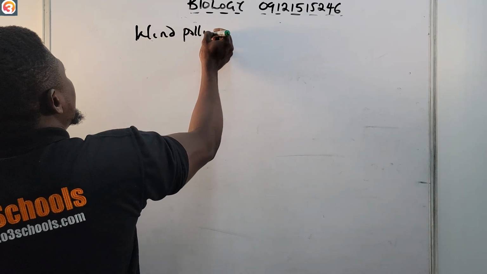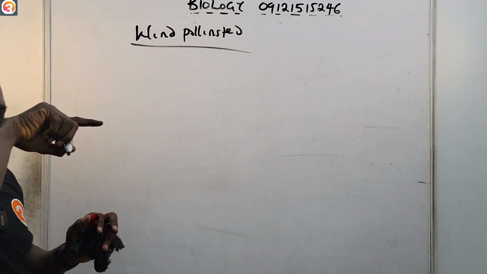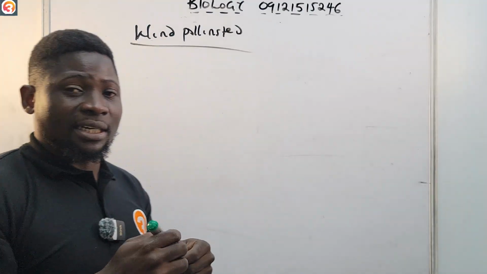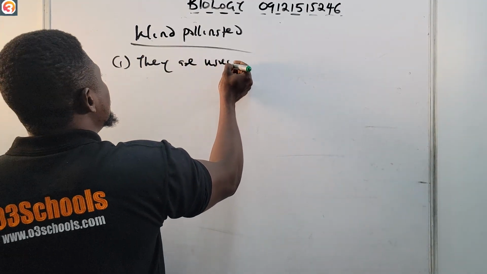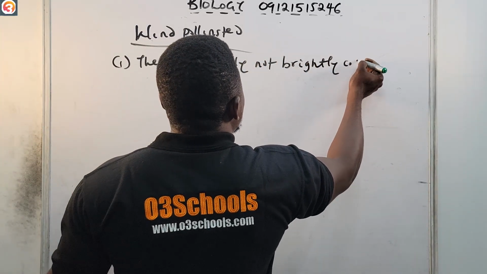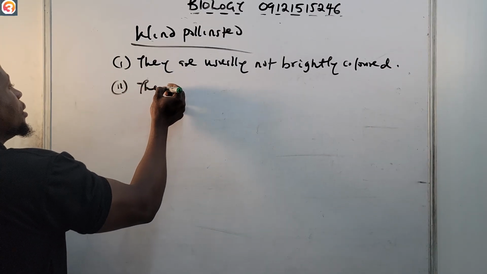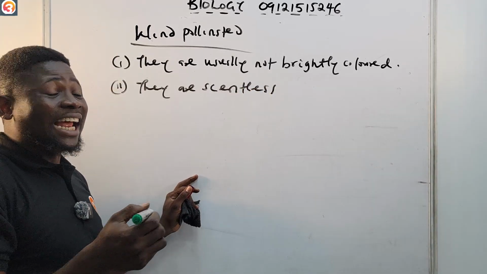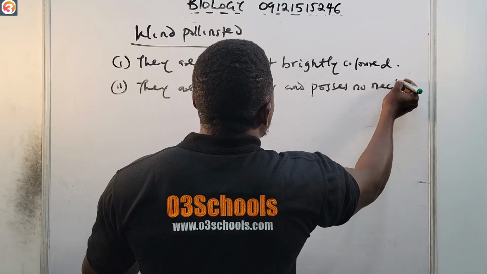So let us see some characteristics of wind pollinated flowers. Number one, they are usually not brightly colored, because if they are brightly colored, they will attract insects. All right, and then number two, they are scentless. They have no scent. All right, and possess no nectar.